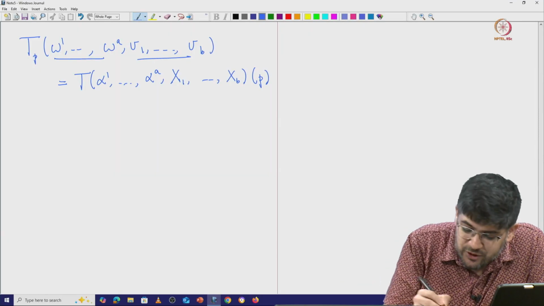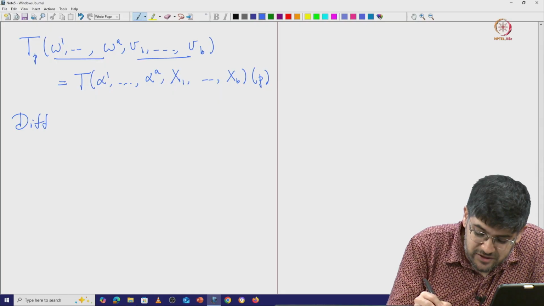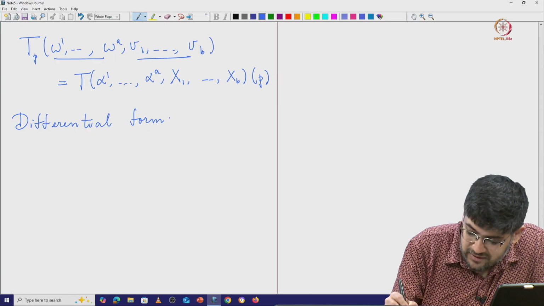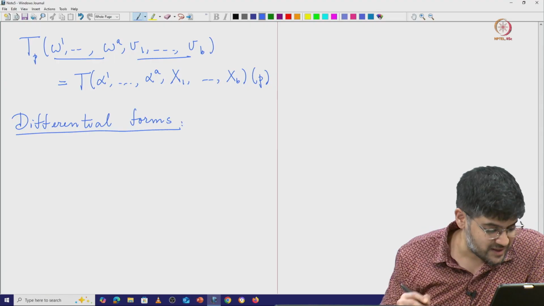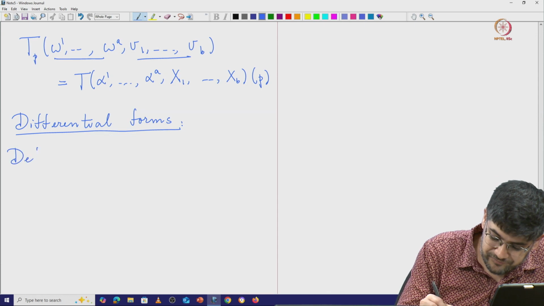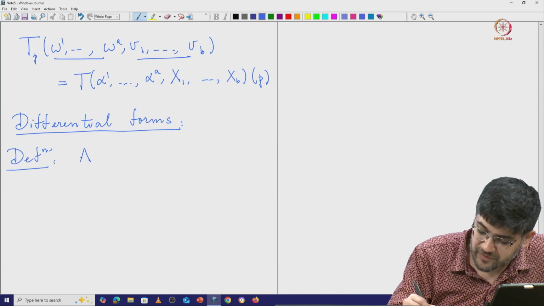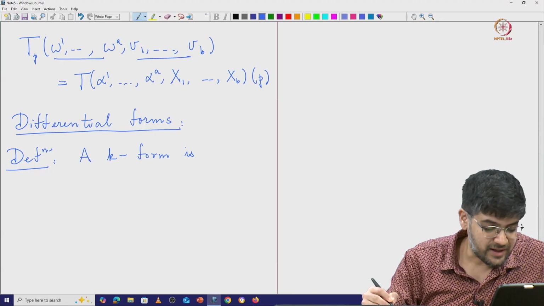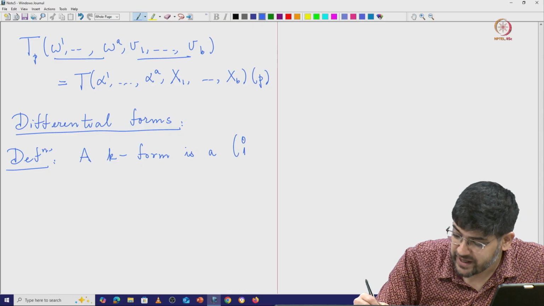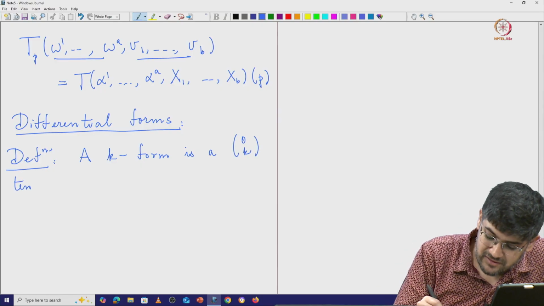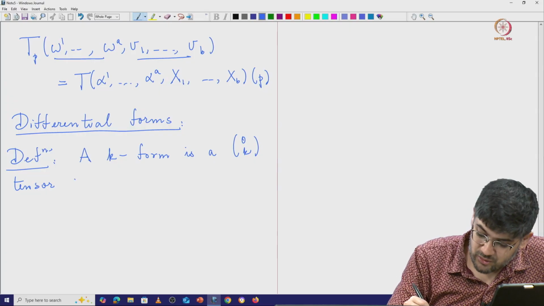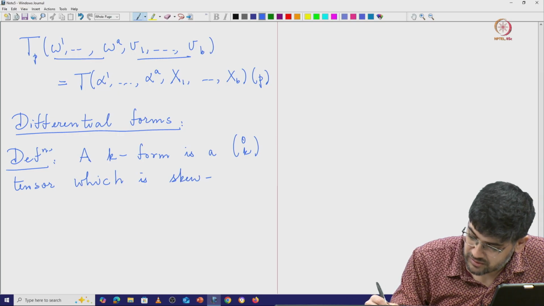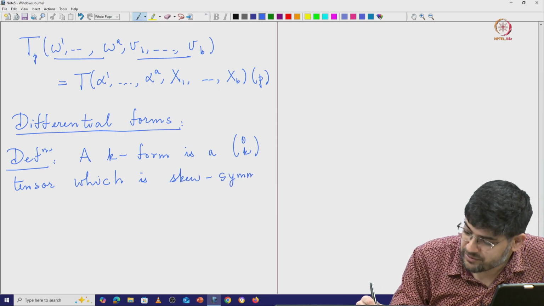To end today's final lecture on the review of smooth manifolds, I will conclude by talking about differential forms. A k-form is simply a (0,k) tensor which is skew symmetric.